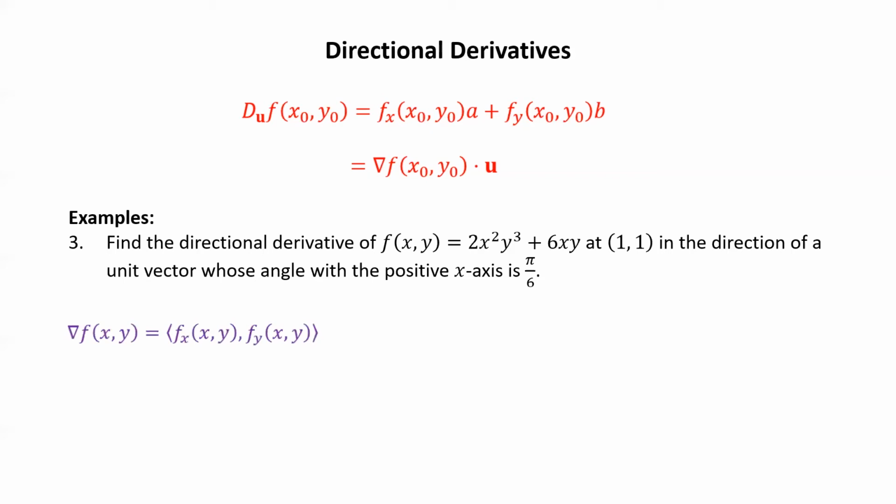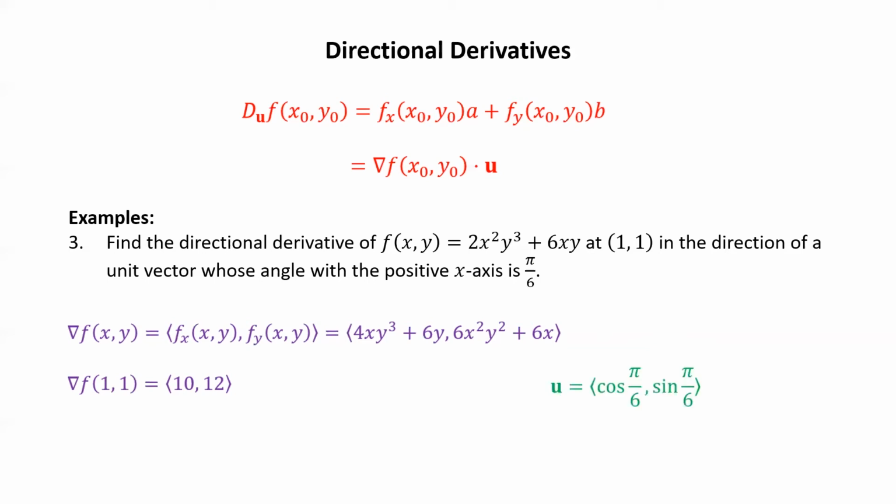So once again, the gradient of f is the vector consisting of the partial derivatives. In this case, the partial with respect to x is 4xy cubed plus 6y, and the partial with respect to y is 6x squared y squared plus 6x. Plugging in 1, 1, we get 4 plus 6, which is 10 for the first component, and 6 plus 6, which is 12 for the second component.